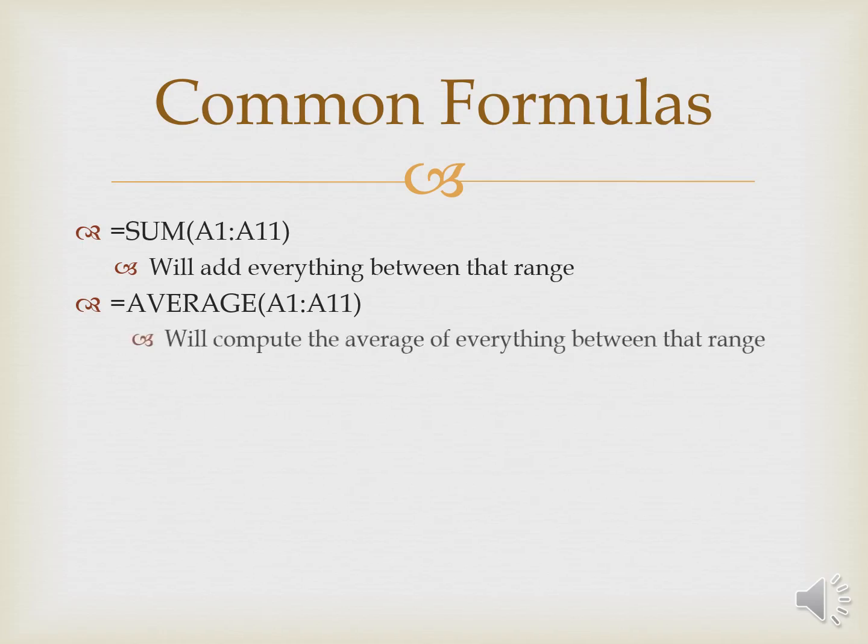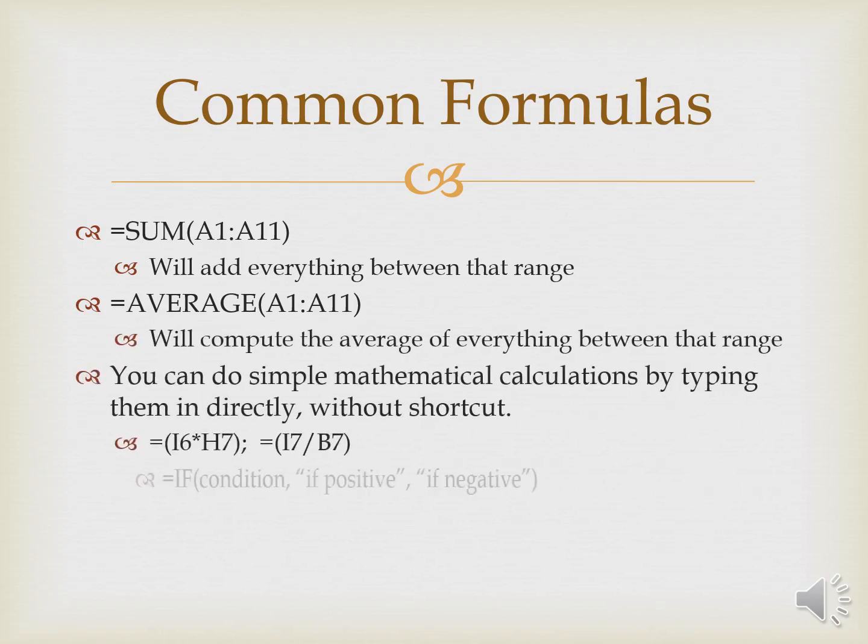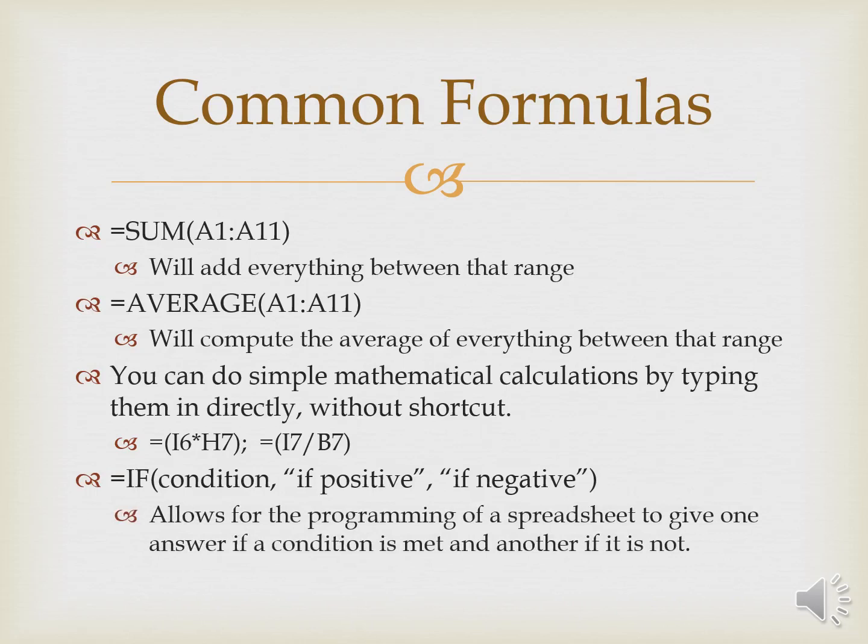These are some common formulas that we use in Excel. The sum tab adds everything between that range. Equals average computes the average of everything between a range. You can do simple mathematical calculations by typing them in directly without the shortcut. And there's also an if condition: if positive, if negative, if yes, if no. It allows for the programming of a spreadsheet to give one answer if the condition is met and another if the condition is not met. And we're just going to give you a few examples of those.